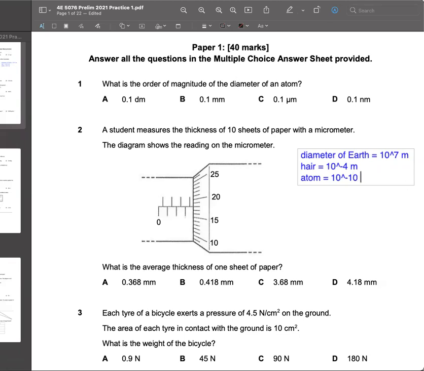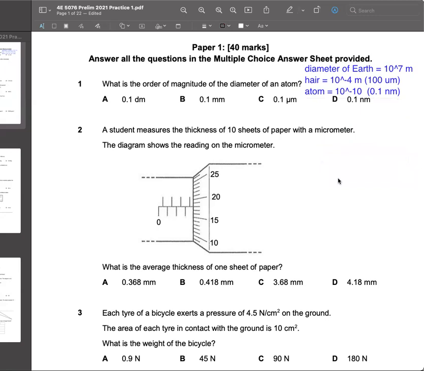So 10 to the power of minus 10 will be 0.1 nano. Then for hair, this will be 100 micron. That's for question 1.